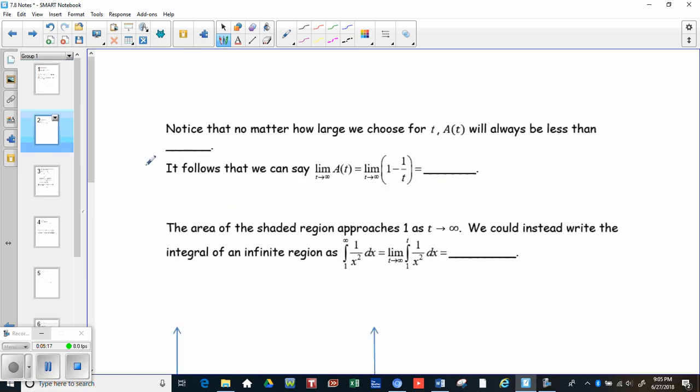All right, so what you can say is no matter how large we choose for t, A of t is always going to be less than or equal to 1. How do I know that? Go back to this page.